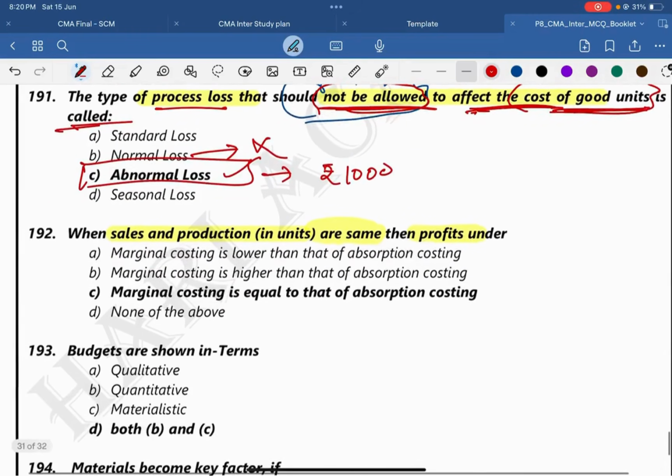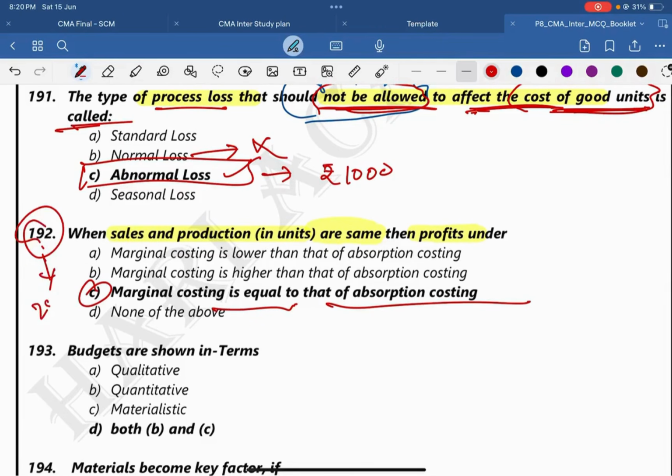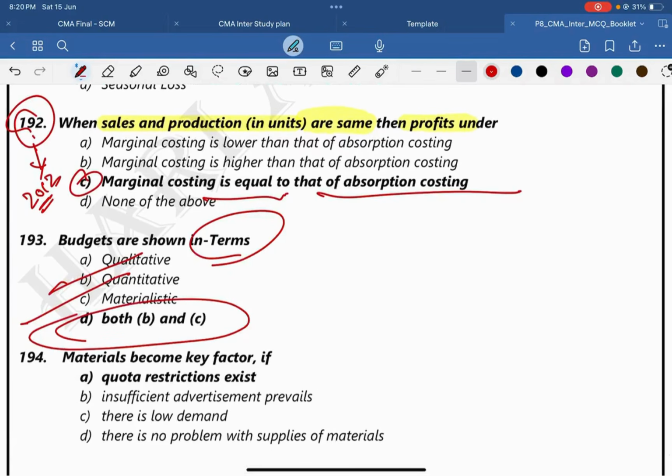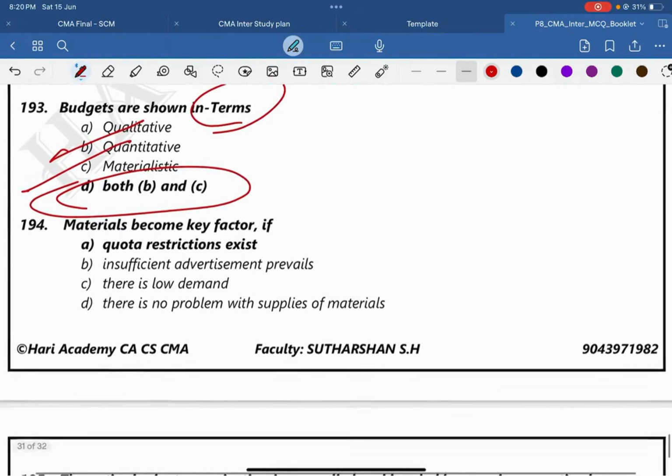Okay, next. When sales and production in units are the same, then the profit under marginal costing is equal to that of absorption costing. This is the oldest question, from 2012 itself they are asking. 193. Budgets are shown in dash terms. It's shown in both quantitative as well as monetary terms. So my option is option D, both B and C.